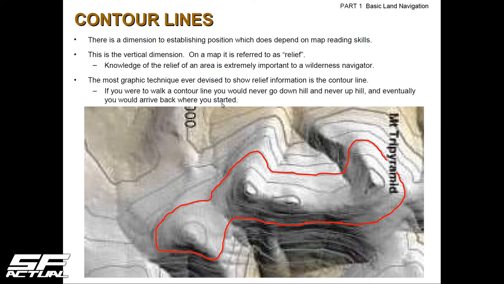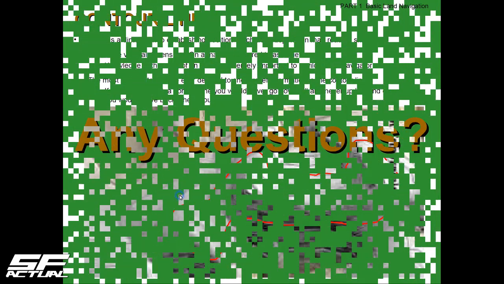If you ever walk a contour line, you could never go downhill or uphill, and eventually you would travel back to where you started. So that's a good breakdown. If you wanted to walk around this mountain and stayed on a contour line, you would walk all the way around it at the exact same elevation and end up back where you started from.